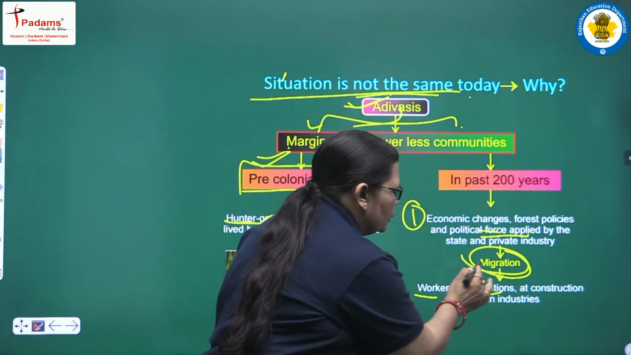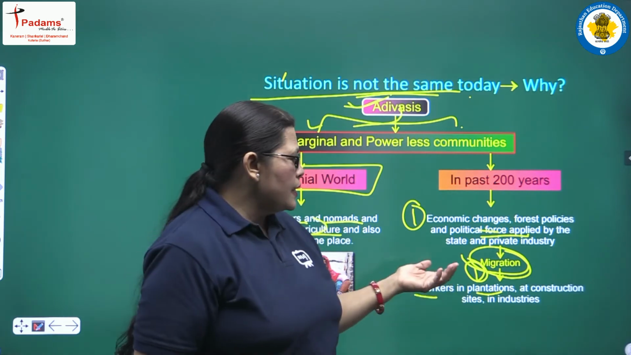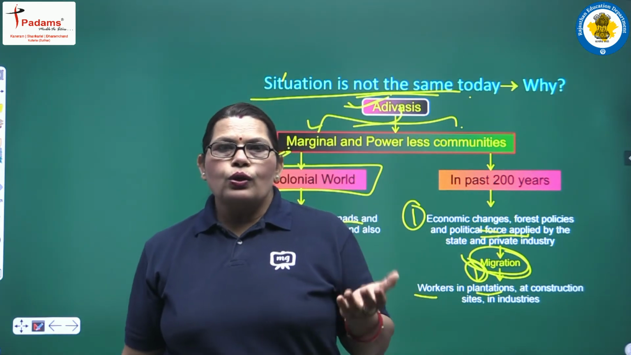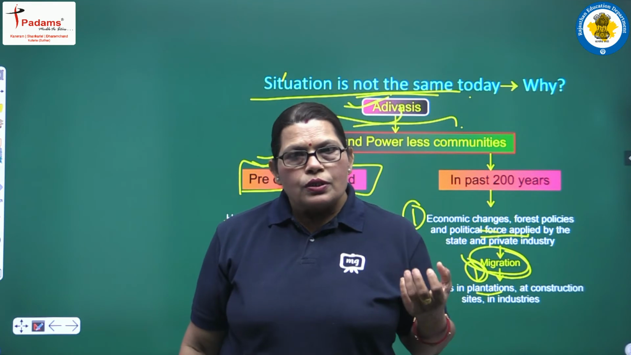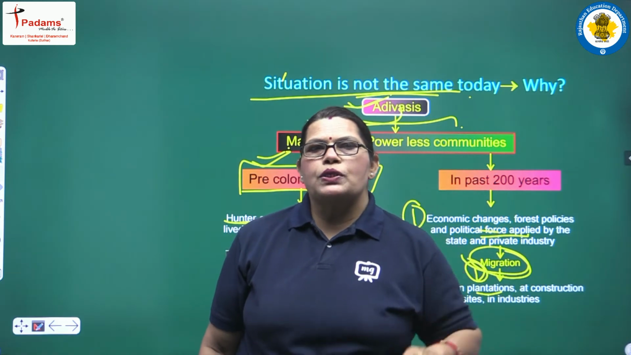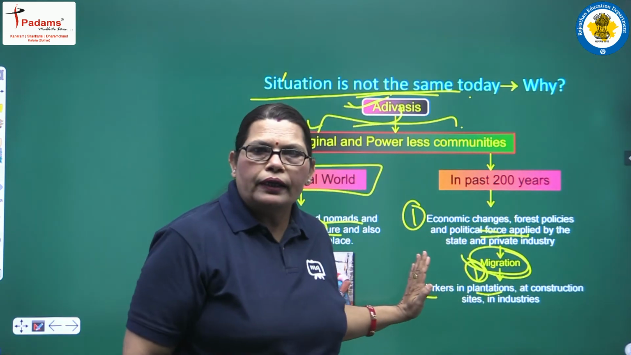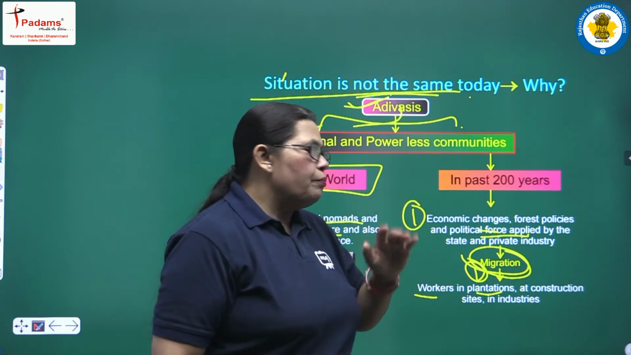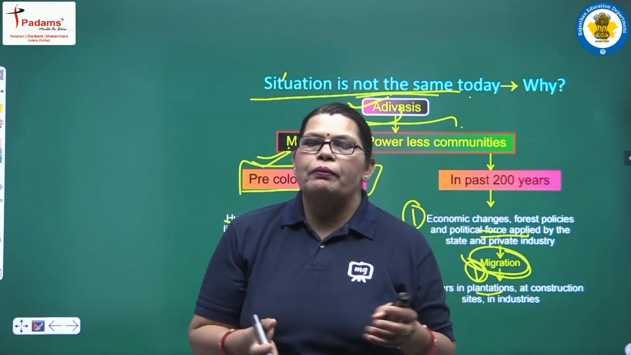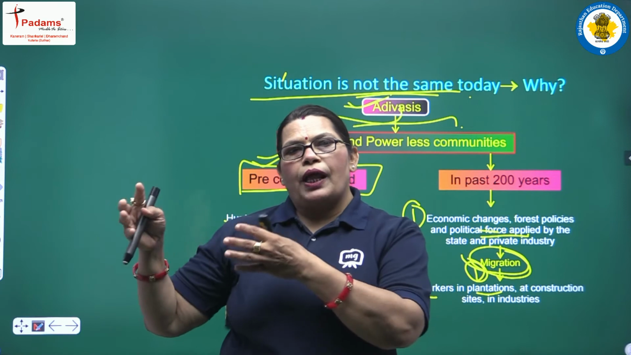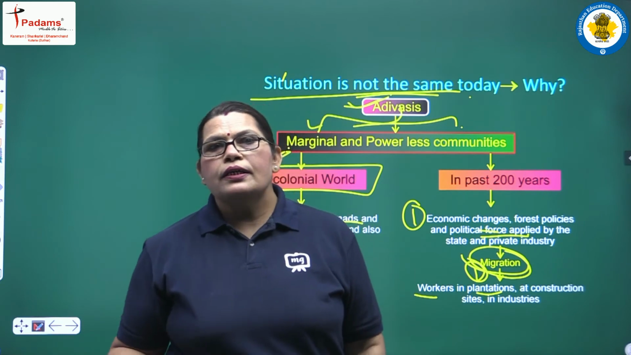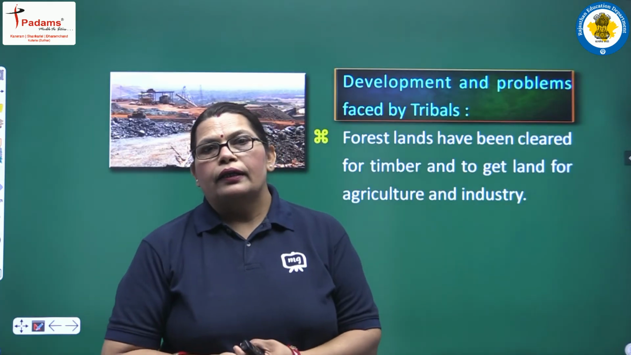Workers moved to plantations in Assam, to construction sites and industries, because they lost their livelihood and their jobs. So in search of livelihood and jobs, they migrated from one place to another, maybe for plantations, industries, or construction. At present also, students, in cities and urban areas you see lots of tribal people digging wells and doing lots of work, making roads and other things.